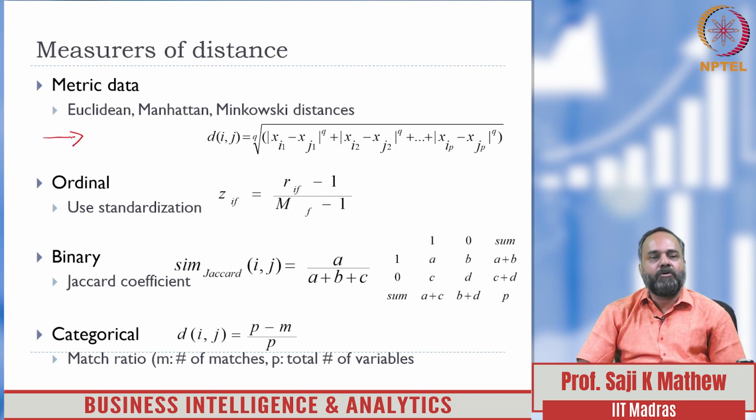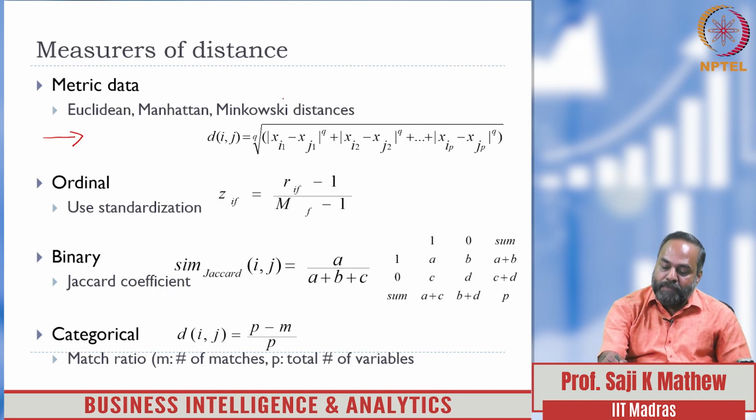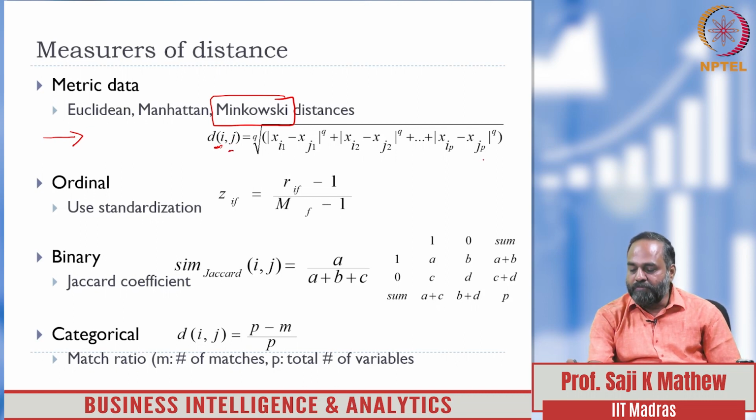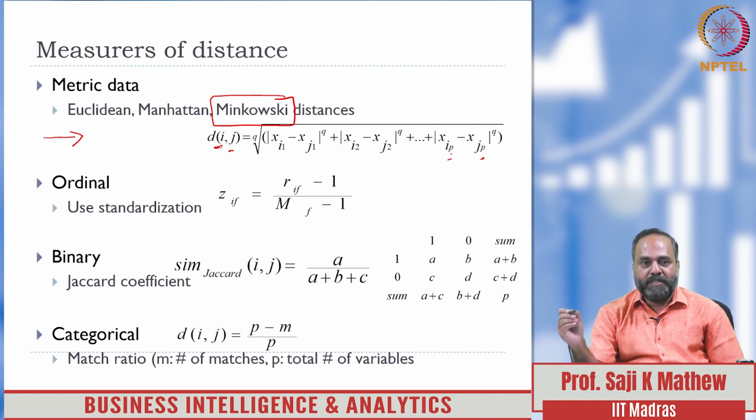But here, in metric data or continuous valued data, you have measures of distance which can be generically represented or measured using Minkowski distance. Minkowski distance is a generic formula for calculating distance between objects. And what is the generic formula? There are two objects, i and j. i is an object, j is an object, and both i and j have how many attributes? p number of attributes.